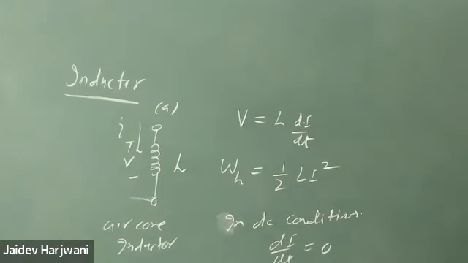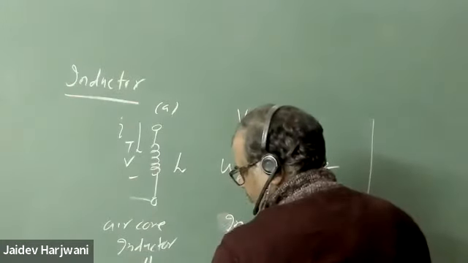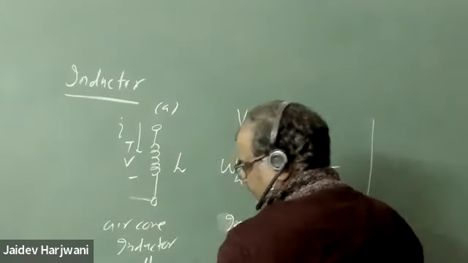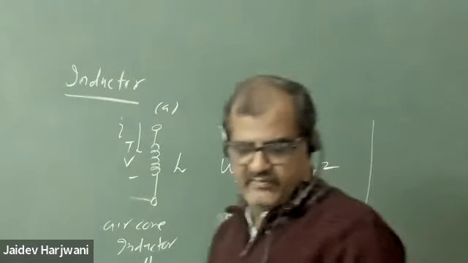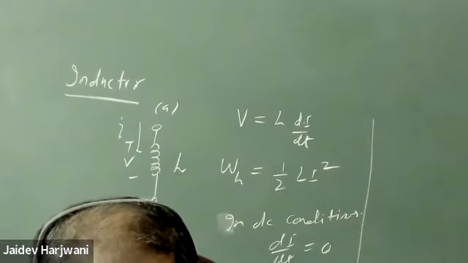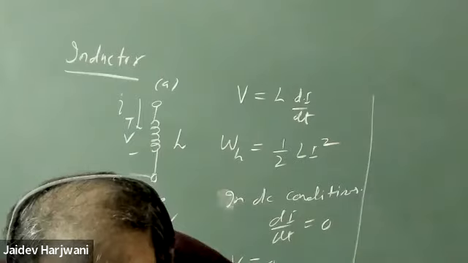That means for DC condition, for a DC circuit, your inductor will be replaced by a short circuit, like we have seen that your capacitor behaves like an open circuit.